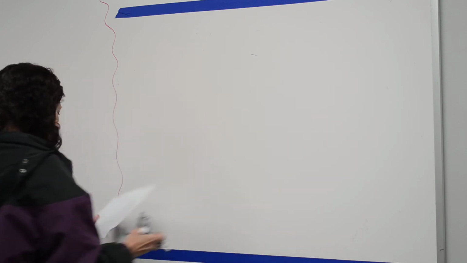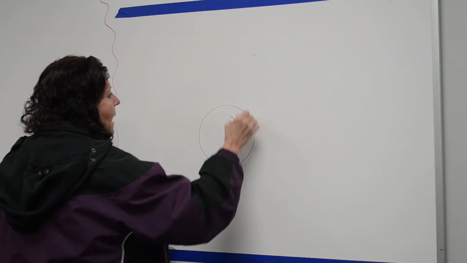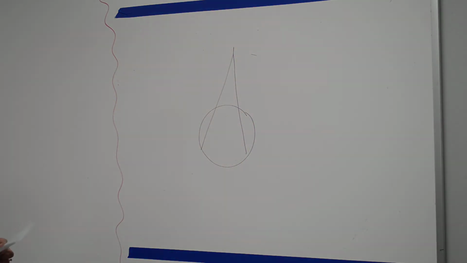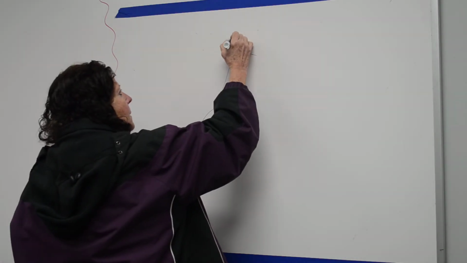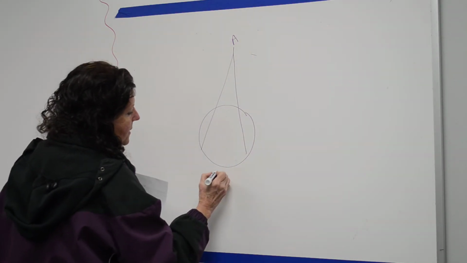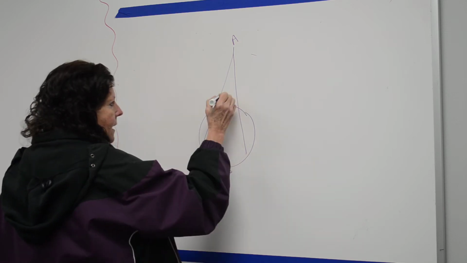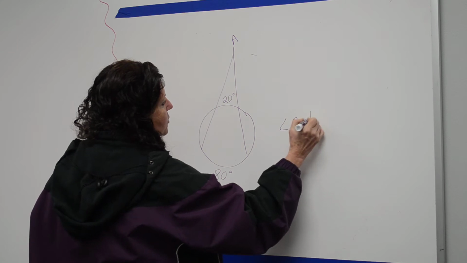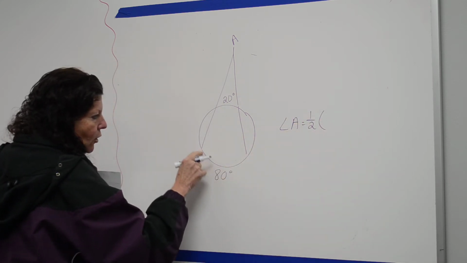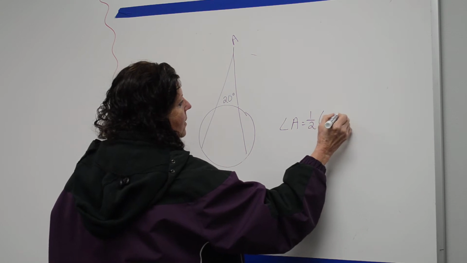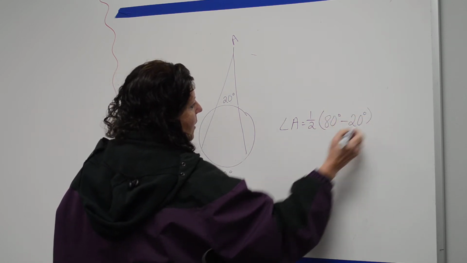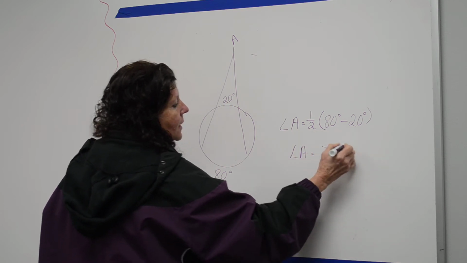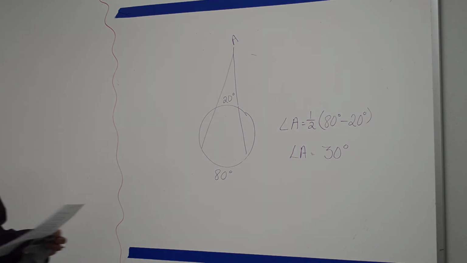We also have two secants that join outside the circle, okay? So those are two secants that join outside the circle. If I'm trying to find angle A, and I know that this out here is 80 degrees, and this right here is 20 degrees, then angle A is equal to 1/2 of this bigger arc that's inscribed minus the smaller arc that's inscribed, which is going to give me a measurement of angle A of 30 degrees. Hopefully you remember all this.